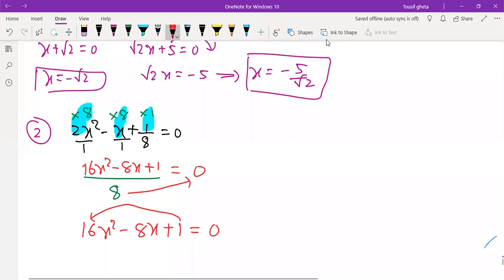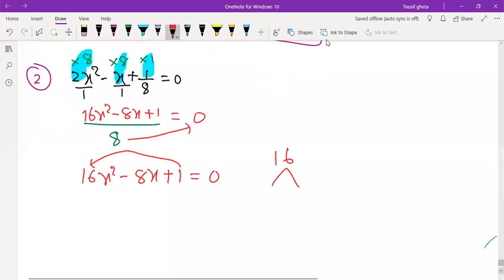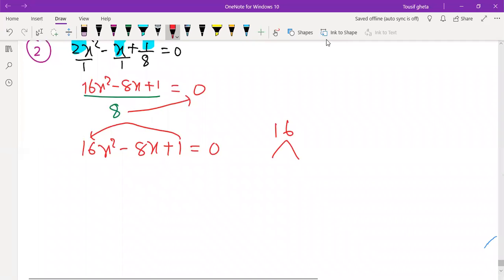Select a table which will give 16 if you multiply. If you add or subtract, you should get minus 8. No, Nikhil, 4 2s will not give you minus 8. It will give you 4 4s. Yeah, correct, Manoj. 4 4s will give you 16, and minus 4 minus 4 will give you minus 8. Fine. So 16x square minus 4x minus 4x plus 1 equals 0.